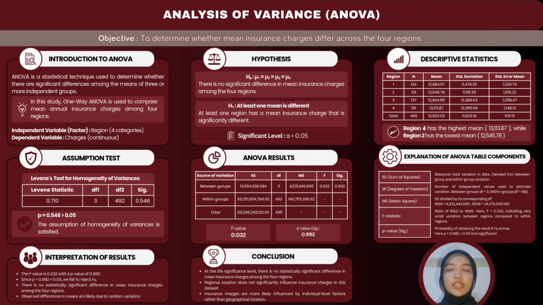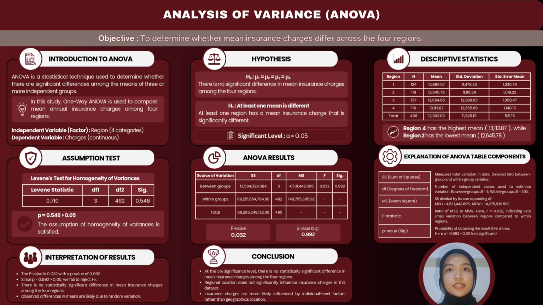Today, I will present the analysis of variance or ANOVA, which was conducted to determine whether mean insurance charges differ across the 4 regions. ANOVA is a statistical method used to compare the means of 3 or more independent groups. In this study, the independent variable is region, which consists of 4 categories, while the dependent variable is insurance charges. The objective is to examine whether regional location significantly affects insurance charges.